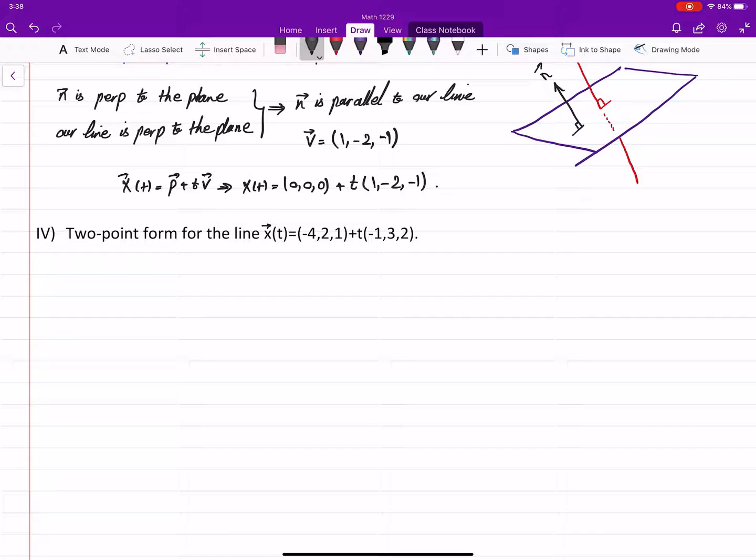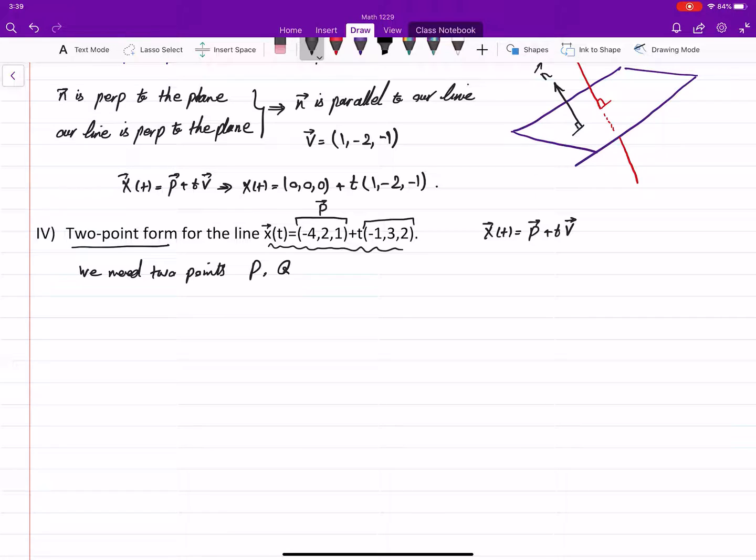How about the last part? We are looking for the two-point form for the line given by this point-parallel form. Remember that for the two-point form, we need two points, P and Q. This equation is the equation of the line, and we are basically switching the point-parallel form into two-point form. How do we do that? Well, look at the point-parallel form. It is P plus tv. This means that this is a point on the line, and this is the parallel vector.